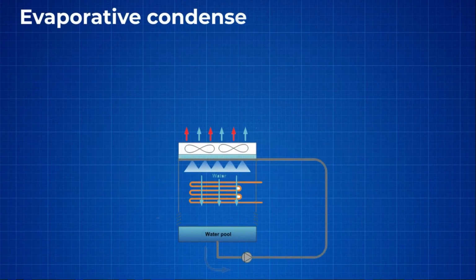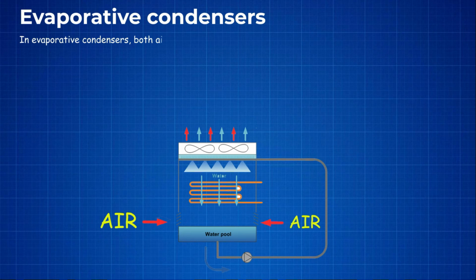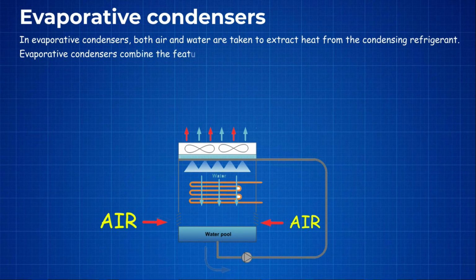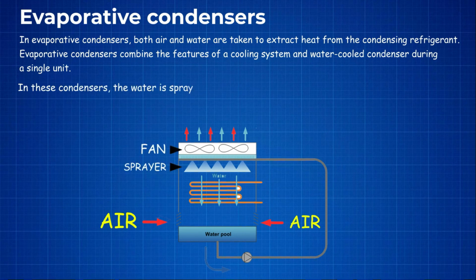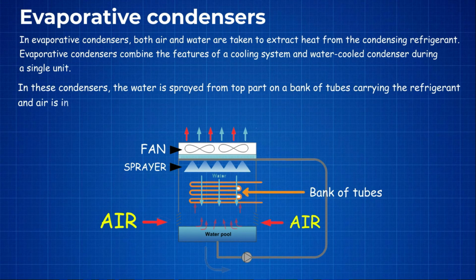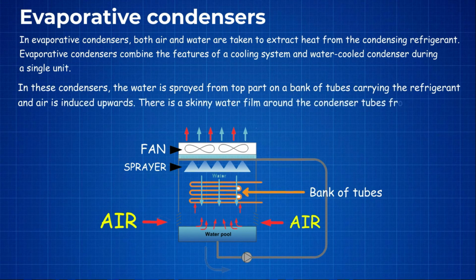Evaporative condensers. In evaporative condensers, both air and water are used to extract heat from the condensing refrigerant. Evaporative condensers combine the features of a cooling tower and a water-cooled condenser in a single unit. In these condensers, the water is sprayed from the top part on a bank of tubes carrying the refrigerant, and the air is induced upwards. There is a thin water film around the condenser tubes from which evaporative cooling takes place.